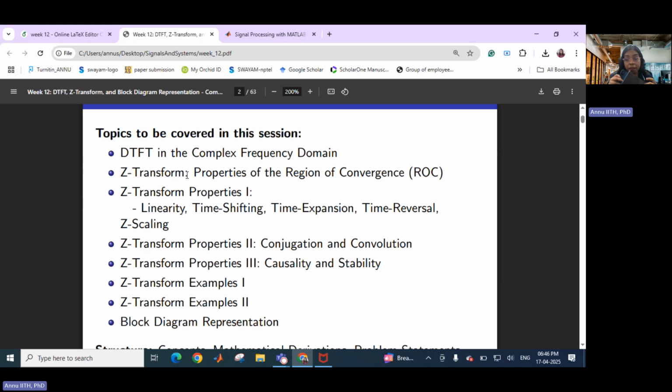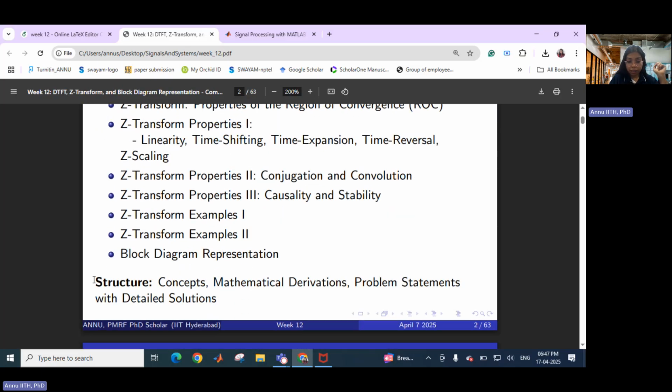Then Z transform properties 2, which is conjugation and convolution. Then Z transform properties 3, which is causality and stability. And Z transform examples 1 and 2, and some block diagram representation. The structure will be like this: first concepts, then mathematical derivations, followed by problem statements with detailed solutions.